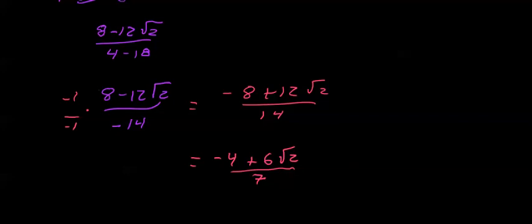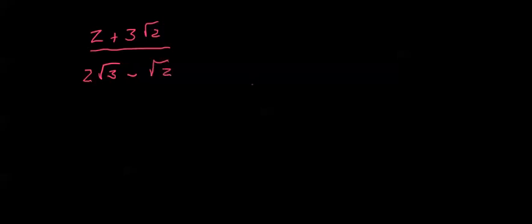Now we're going to do one more, a little more complicated. We're going to have a binomial in the numerator, and in the denominator we are going to have 2 radical 3 minus radical 2. All right? 2 radicals in the denominator. Again, we multiply by the conjugate, 2 radical 3 plus radical 2, and the top numerator by the same thing.